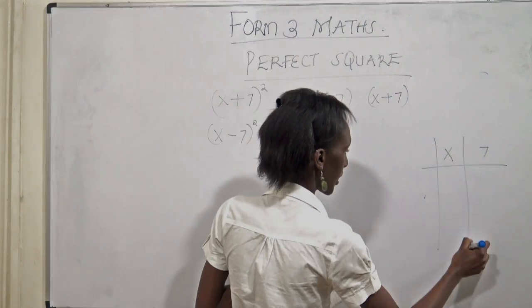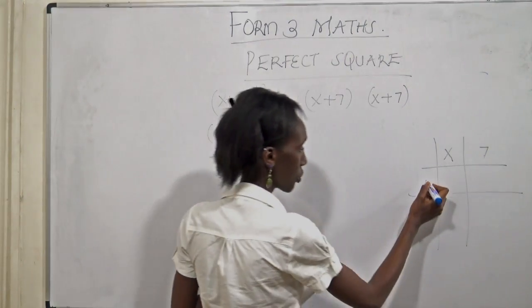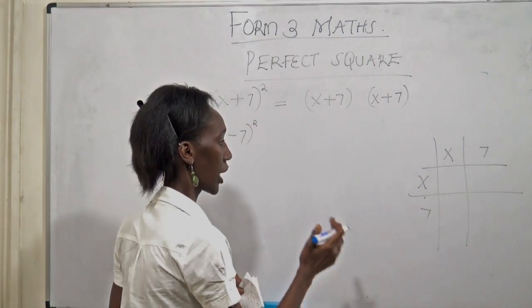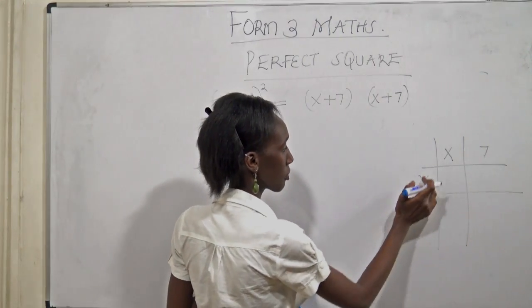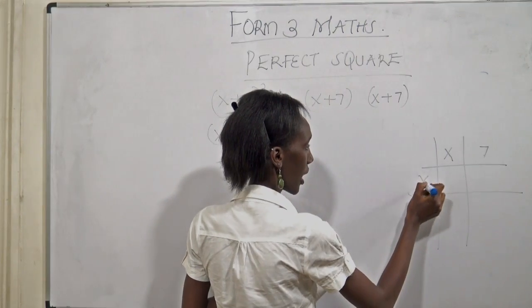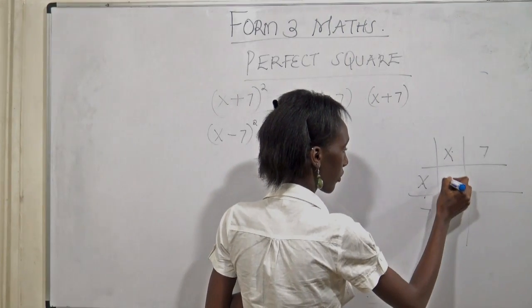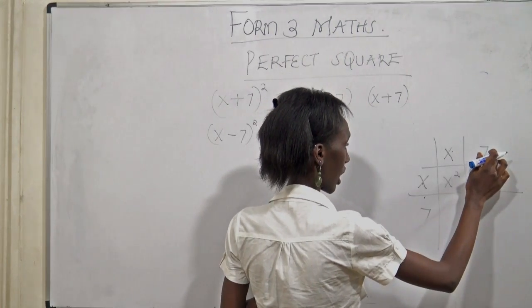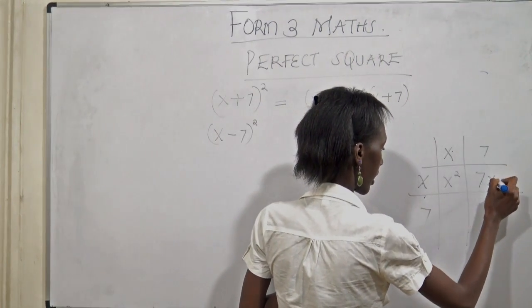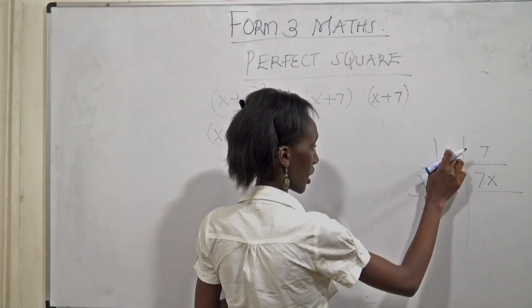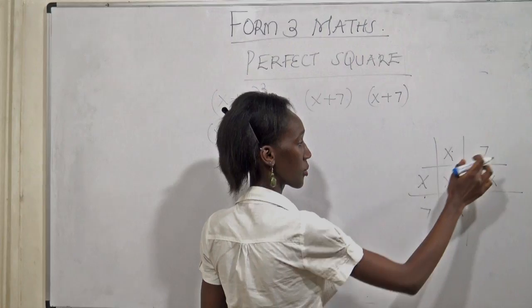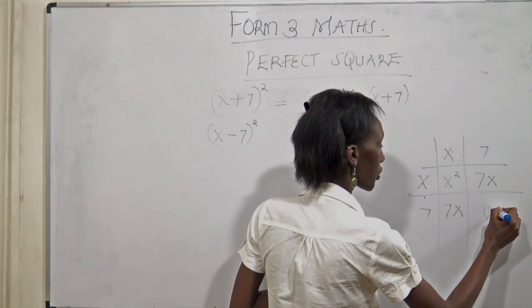And on the other side, you're going to put x and 7. So here we are multiplying. You're going to multiply all these numbers by the numbers on this side. So x times x will give me x squared. x times 7 will give me 7x. 7 times x will give me 7x. And 7 times 7 will give me 49.